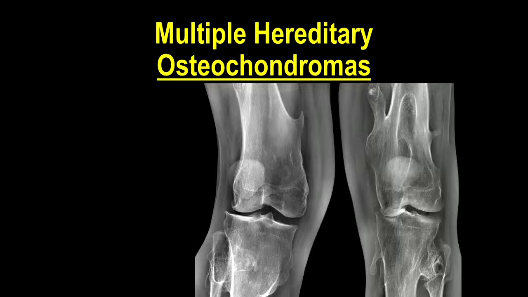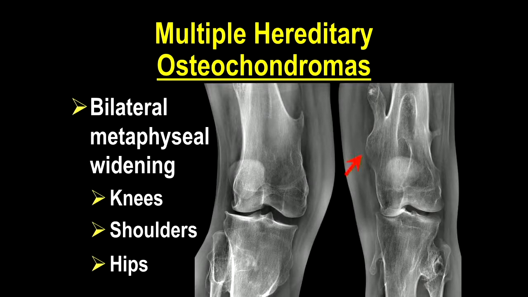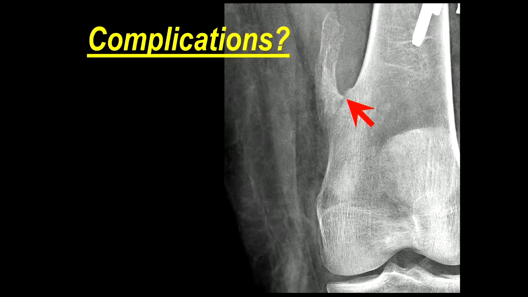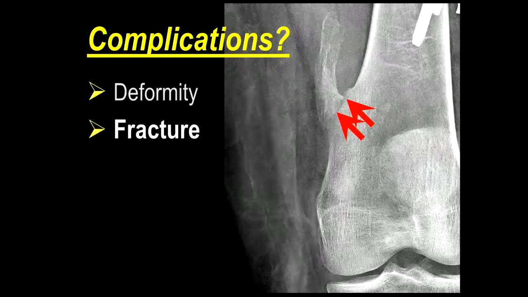Multiple hereditary osteochondromas can result in this sort of appearance of bilateral metaphyseal or metadiaphyseal widening and deformity. Most commonly, we see it in the knees, in the shoulders, and in the hips. Complications may be associated with the deformities that occur with multiple hereditary osteochondromas. What complication occurred with this osteochondroma? Well, fractures may occasionally occur through these osseous excrescences.